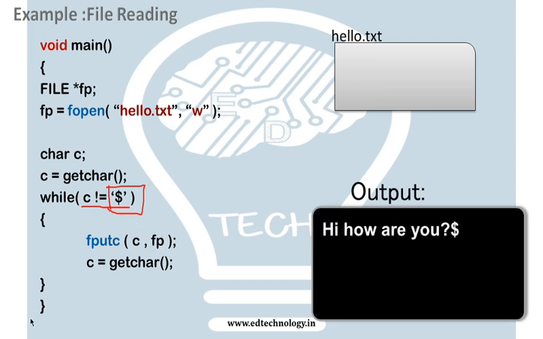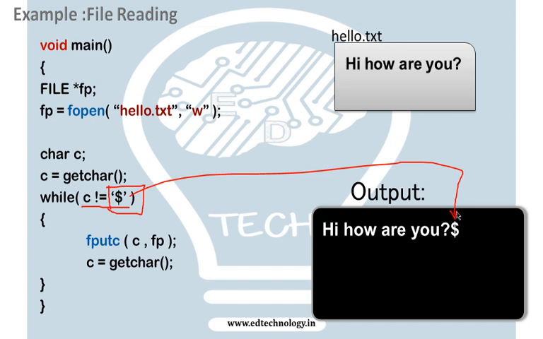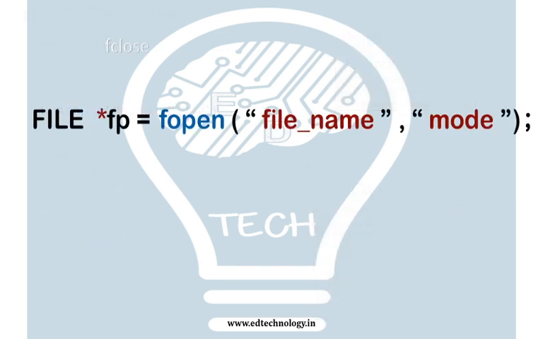And then, as I said, let me show you again, when we get the dollar sign, it stops the file. That is the end of the file. So in this way we can use fputc in order to write into a file. In the earlier example we saw fgetc to read; this is for writing the file, and that would be stored in hello.txt. So this is how it is done.